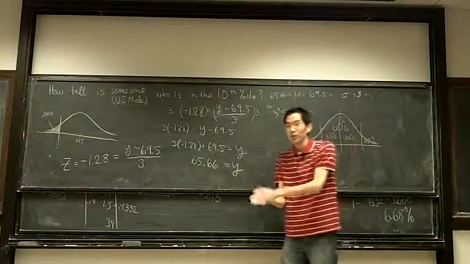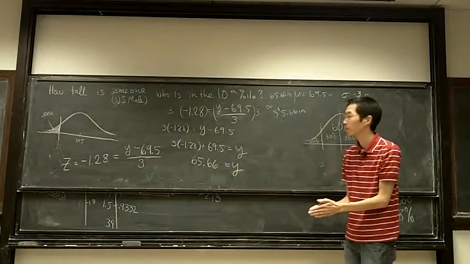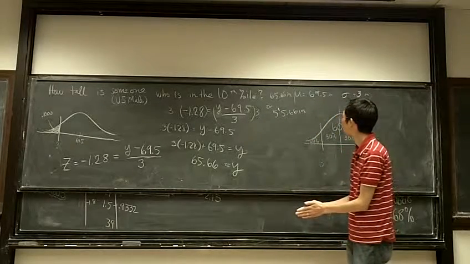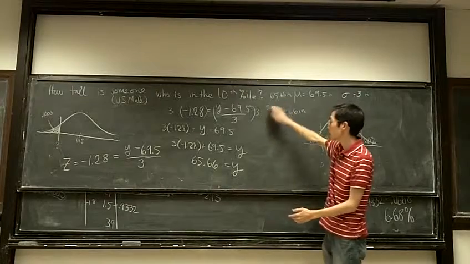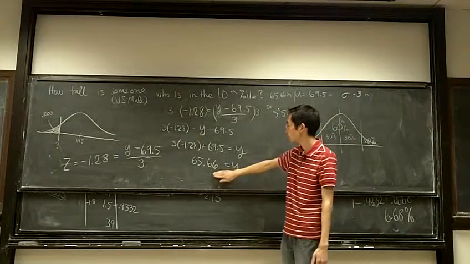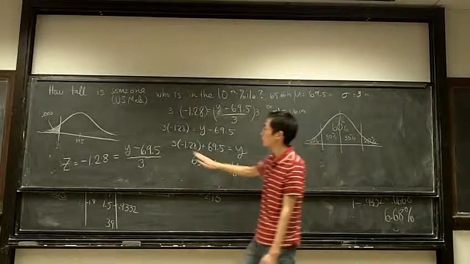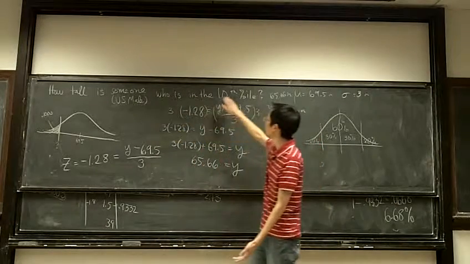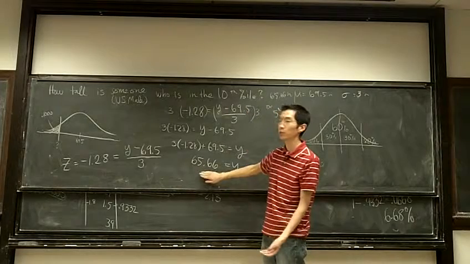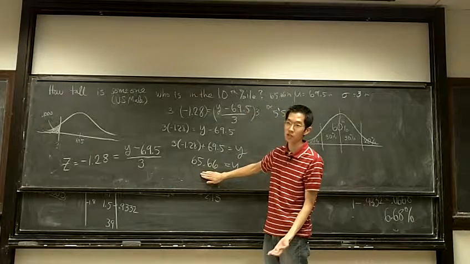Yes, we have a question. What did you do when you got the 65.66 and then? Yeah, so we got 65.66. So that is the y. That is the height. So that's just the answer to our question: how tall is someone who is in the 10th percentile? That person is going to be 65.66 inches, okay?